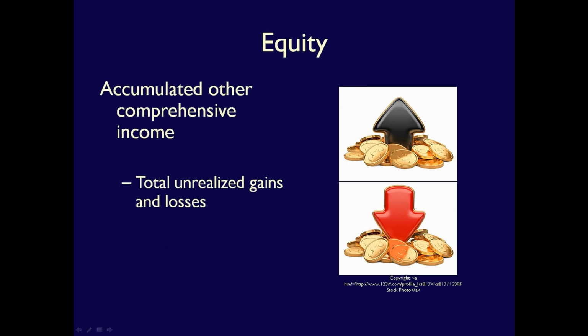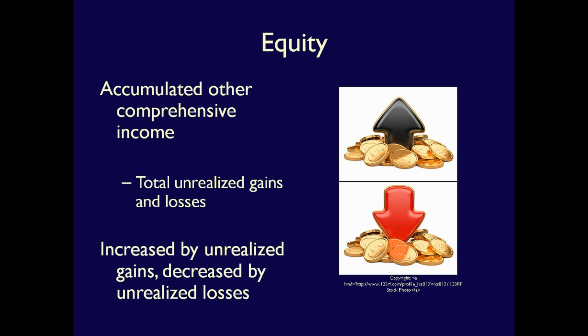Another item in equity is accumulated other comprehensive income. This is the total of all unrealized gains and losses from the statement of comprehensive income since the company began. This amount is increased by unrealized gains and decreased by unrealized losses.